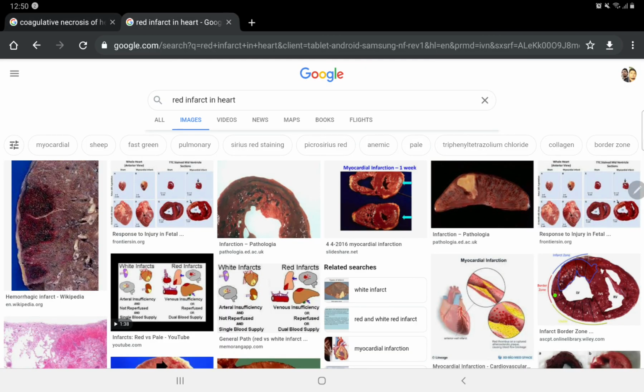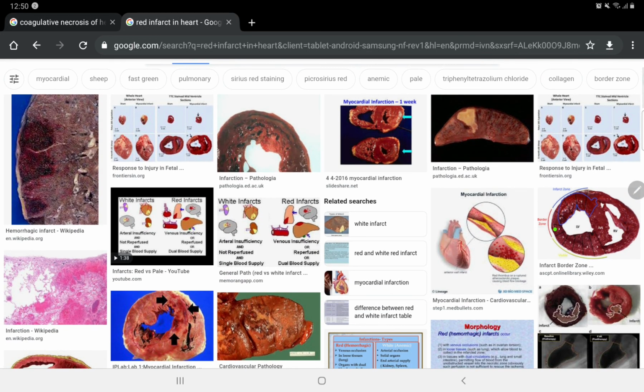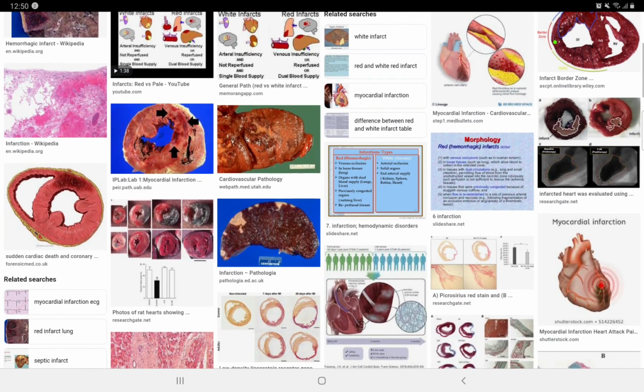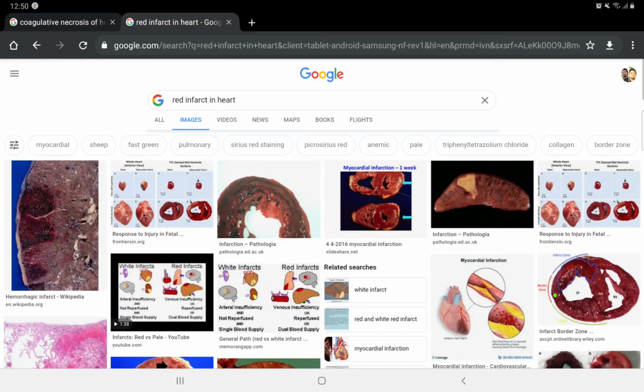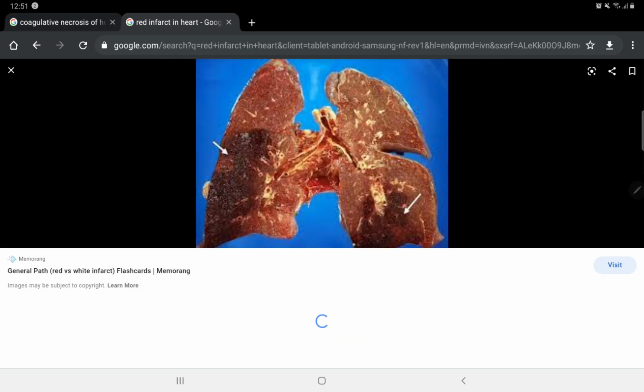But if you talk about the red infarct, which is a hemorrhagic infarct, this can be seen in the liver and in the lungs. So here is an example. It should show like this. See the infarction.